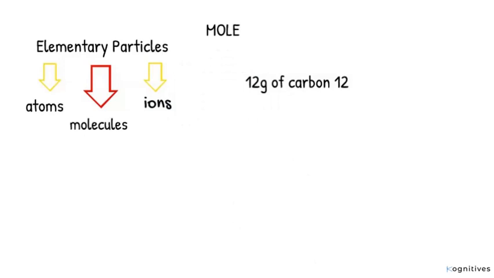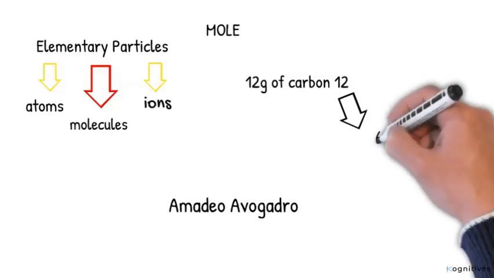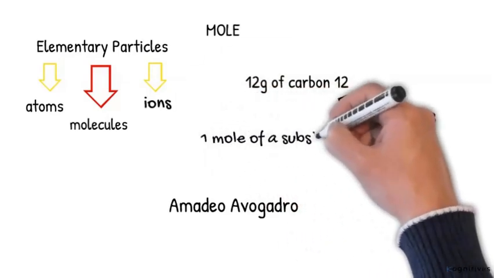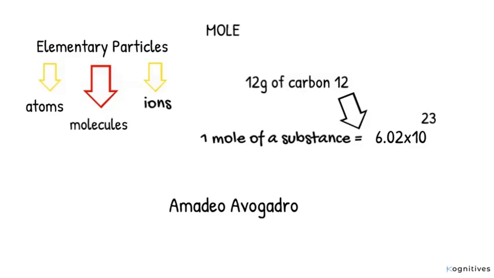Thanks to a scientist named Amadeo Avogadro, we now know that if we take 12 grams of carbon-12 and measure its weight, we will discover that it contains exactly 6.02 times 10 raised to the power 23 particles. This means that, according to our definition, 1 mole of a substance is the amount of that substance that contains 6.02 times 10 raised to the power 23 entities or particles.